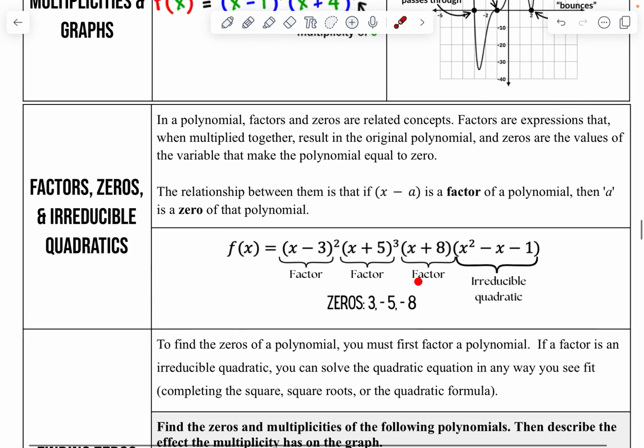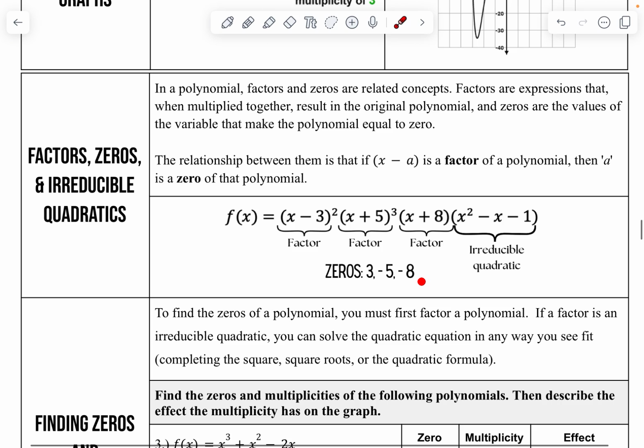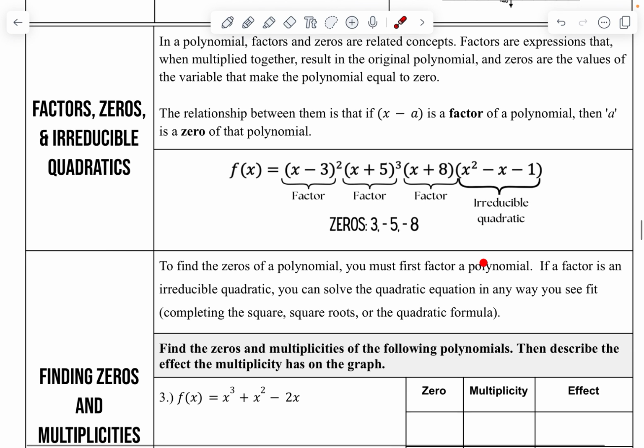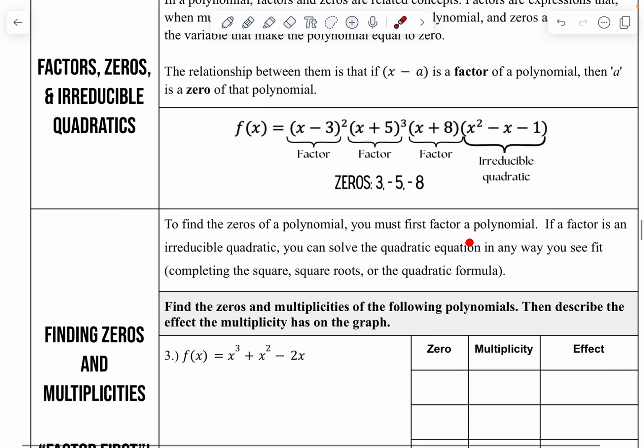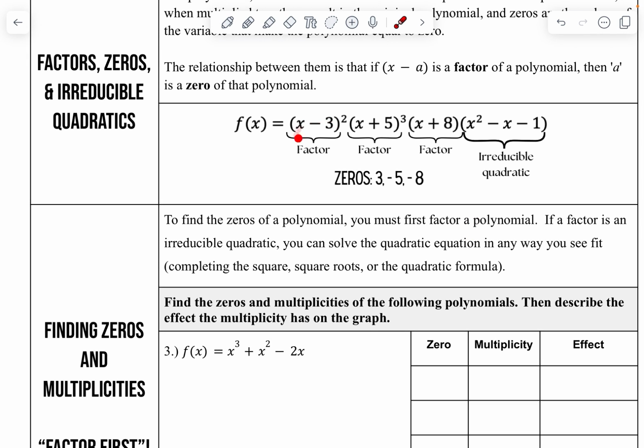In a polynomial, factors and zeros are related concepts. Factors are the expressions that, when multiplied together, result in the original polynomial, and zeros are the values of the variable that make the polynomial equal to 0. So the relationship between them is that if x minus a is a factor of the polynomial, then a is a 0 of that polynomial. So once we get it factored, we take each factor, set it equal to 0, and solve.